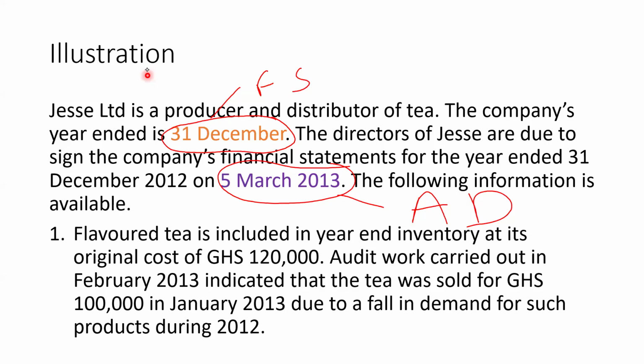If the inventory was sold when? Audits carried out in February 2013 indicated that tea was sold for 100,000 in January 2013. January 2013 is within the events after the reporting period, right? Selling inventory for 100,000 in January 2013 is indicative that the value of the inventory as at 31st December 2012 has diminished, right? So you have to go back and adjust the value of the inventory.